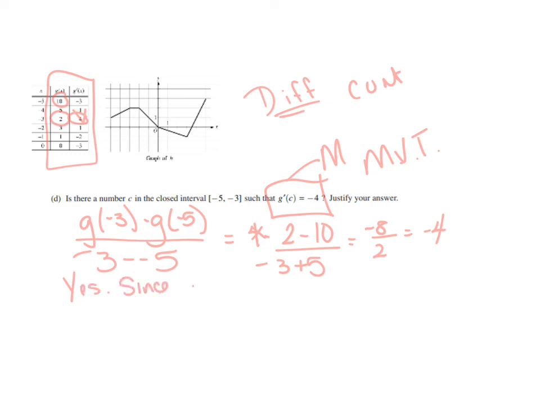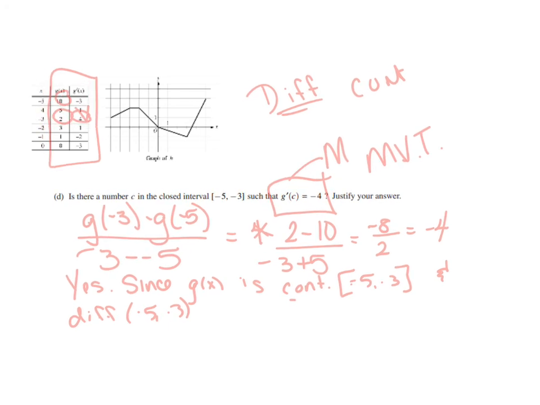Since the function g of x is continuous, and I'm going to abbreviate there, on the closed. Remember those c words, continuous on the closed, and differentiable on the open, g prime of c equals negative 4 by the mean value theorem.